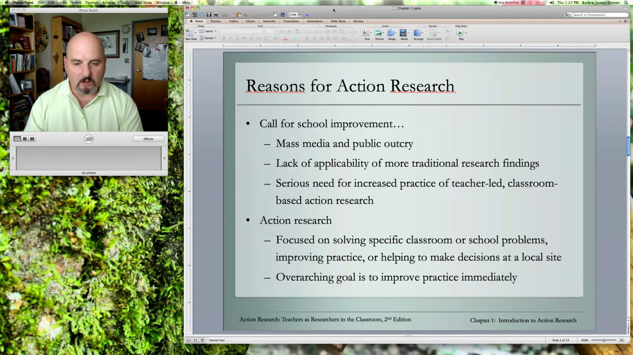So when you're going and looking at the reasons for this, okay, the first bullet underneath action research is focused on solving a specific classroom or school problem, improving practice, or helping to make decisions at a local site. Now, most of the time, you have it where a teacher will utilize action research for their specific classroom. And if that is what you want to do for this project, I wholeheartedly encourage that. But if you find something else that you're interested in that goes outside those confines, I would also encourage you to pursue that. But we'll be talking more about that as the semester goes along.